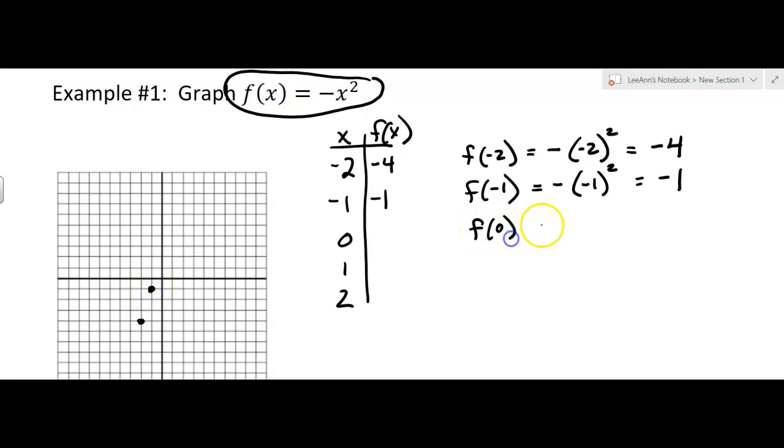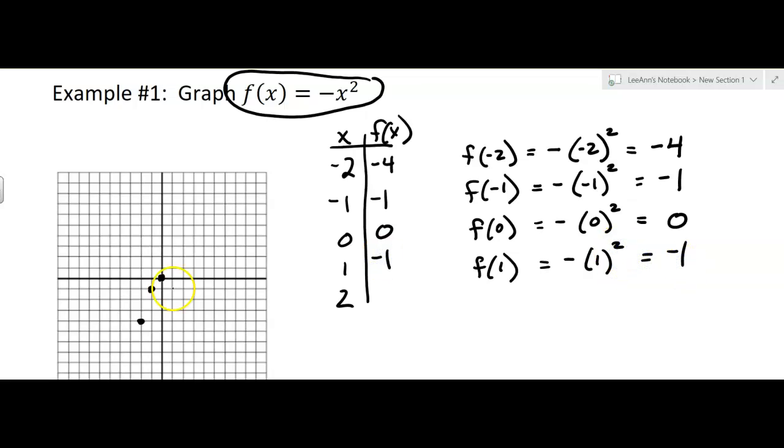F of 0 is going to be the opposite of 0 squared, but 0 squared is just 0, and the opposite of 0 is still just 0, so 0, 0. And now if I put in 1, I get the opposite of 1 squared, which is -1. And when I put in 2, oh, yeah, I graphed it. Okay. And if I put in 2, I get the opposite of 2 squared, which is -4. And so that point's going to be right there.